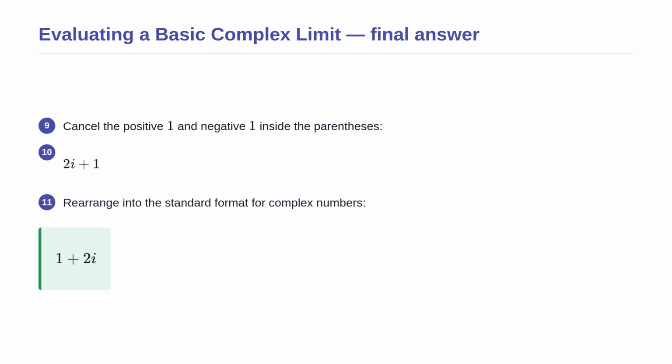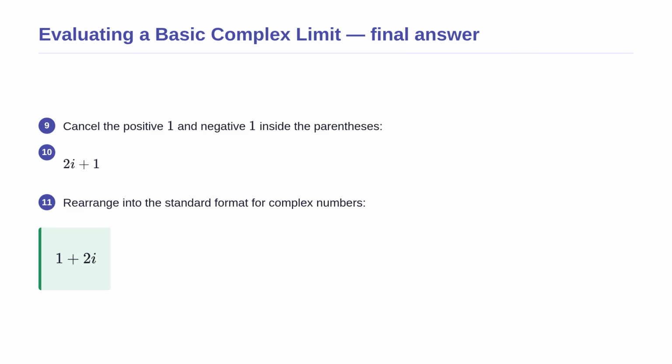Finishing up our simplification, those two real numbers, +1 and -1, will cancel each other out completely. This cancellation leaves only the imaginary part, 2i, from the squared term. We also still have the +1 that was at the end of our original function. This leaves us with 2i plus 1.